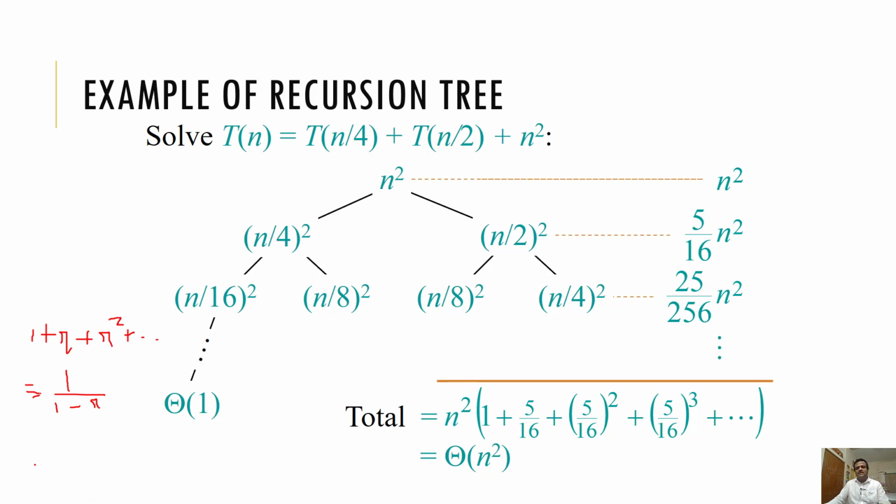Here r is 5/16, so that will contribute 1/(1 minus 5/16), which is just a constant. So it is basically big O of n square. Again we can show it is big omega of n square, so it is big theta of n square. So this is the recursion tree method. But it needs a proof that the ith level is (5/16) to the power i, which is why we say this method is for intuition.